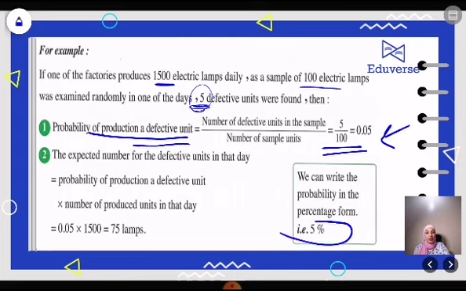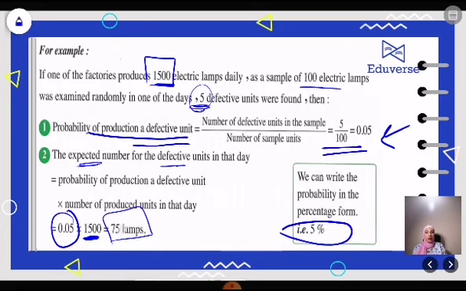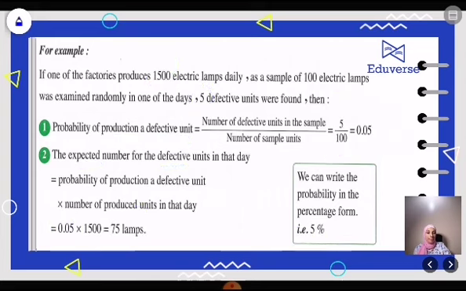Yes, you have to remember that we can write the probability as a percent. Yes, 5% of the total here is not working. So the expected number of defective units here, we multiply this probability by the total number of electric lamps we have. That's how we get the expected number of defective units here.